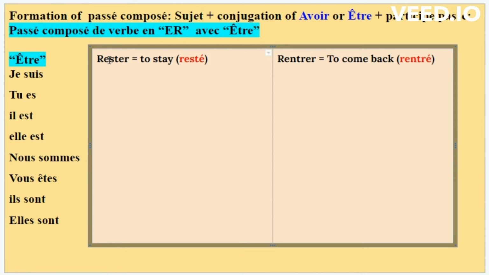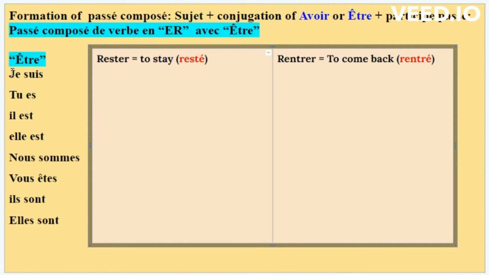But the verbs to conjugate in the passé composé are rester and rentrer. And for the work to be easier for us, I have gotten the participe passé of the verbs rester and rentrer. How do we get this? For ER verbs, you just have to remove the R here and put E accent aigu. That is how you get your participe passé of ER verbs if you want to conjugate them in the passé composé. So here we go, very fast.